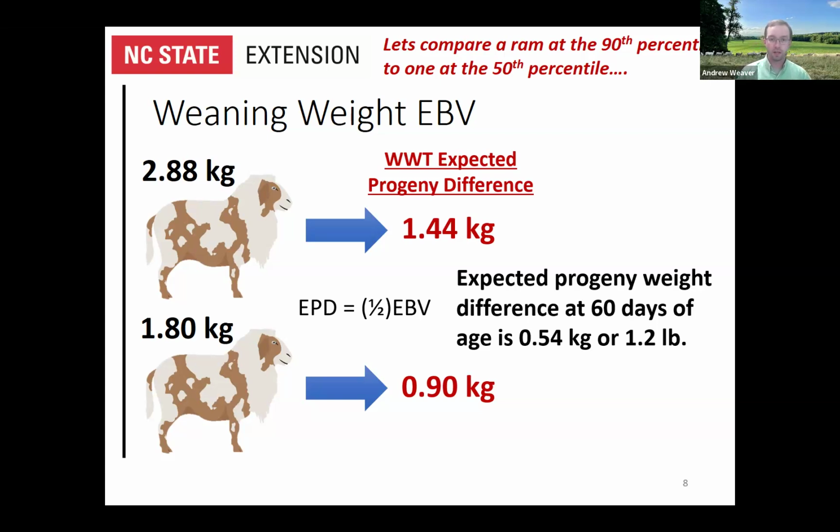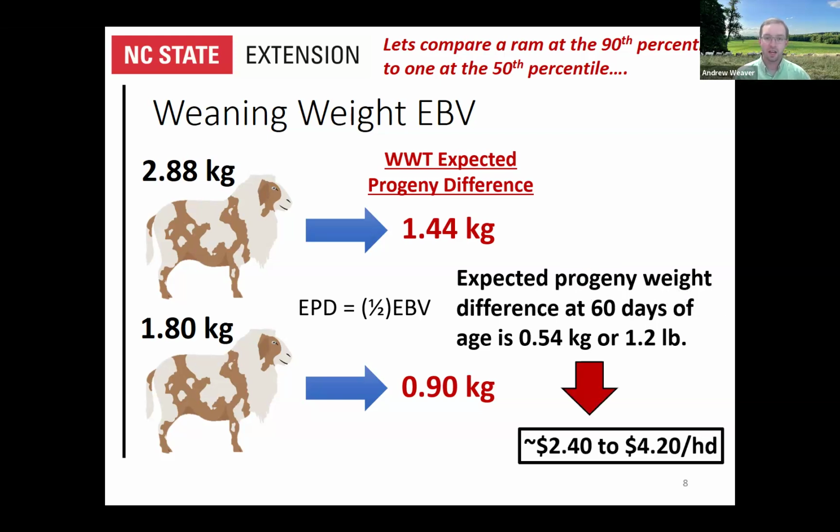And so if we want to extrapolate that out to potential market value differences, I just gave a range from $2 a pound to $3.50 a pound. And so at $2 a pound, we're looking at lambs that are worth $2.40 more. At $3.50 a pound, they're worth over $4 per head more, simply because we elected to use a ram that was in a greater percentile, had greater genetic merit for weaning weight, for growth in that pre-weaning period.